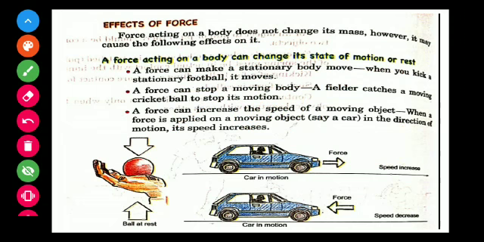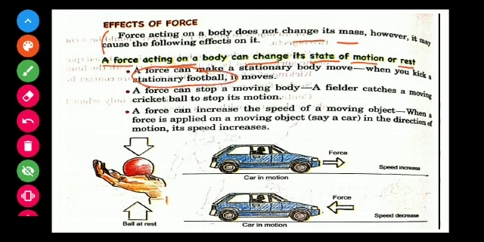This is your example. A force can make a stationary body move. When you kick a stationary football, it moves. It means we change the state of rest of the football into a state of motion. Force acting on a body does not change its mass. When we apply a force on a body, there is no change in mass, but there are some effects due to the application of force. The first effect is that force acting on a body can change its state of motion or state of rest, and in the first example there is a change in state of rest when we apply a force on a football.